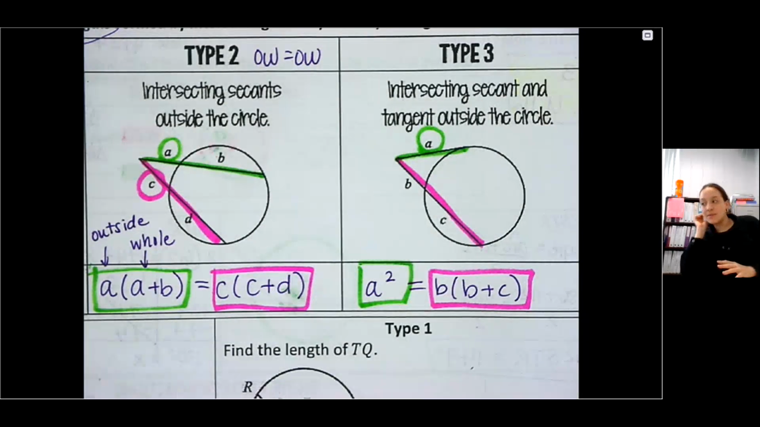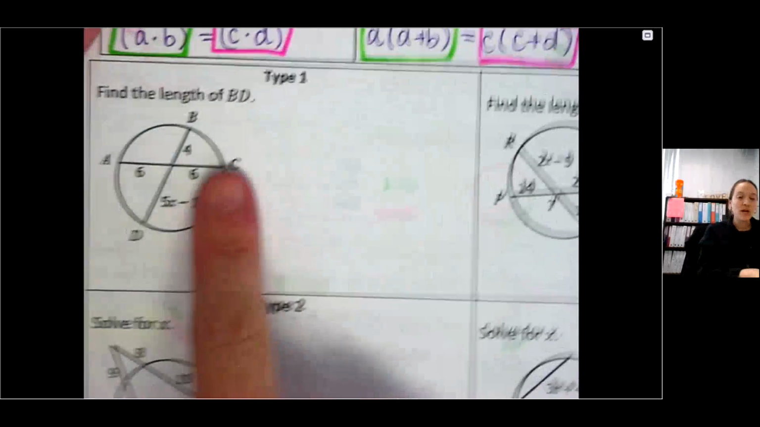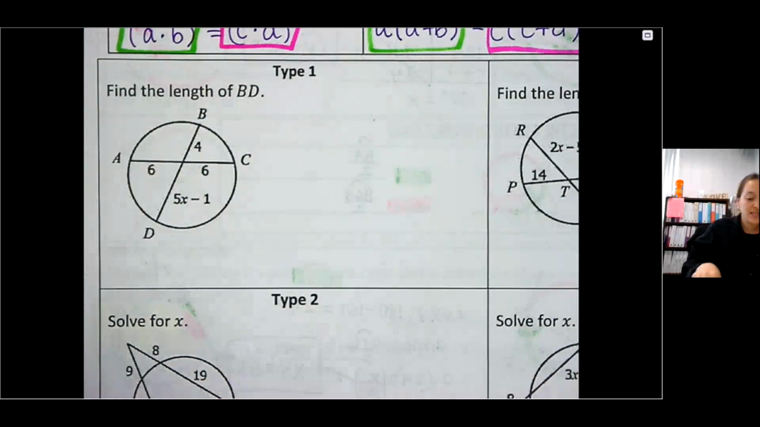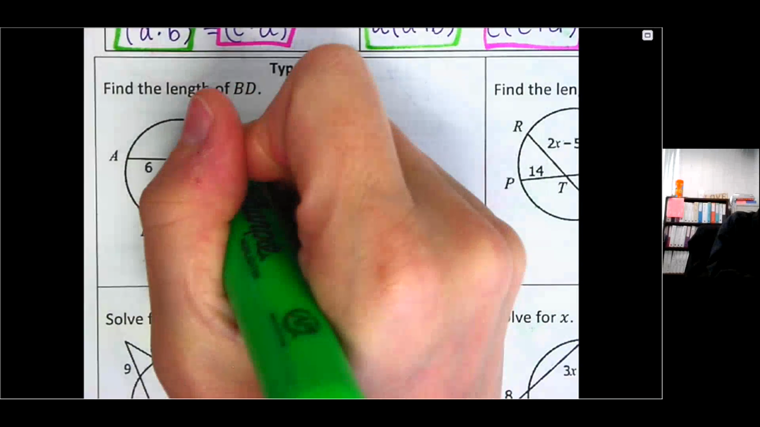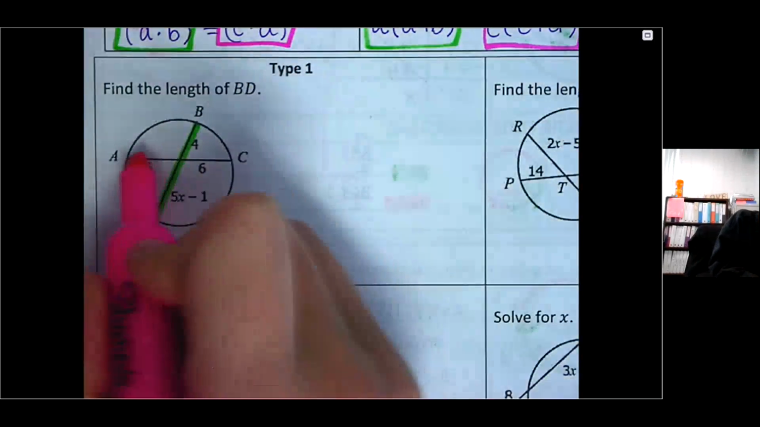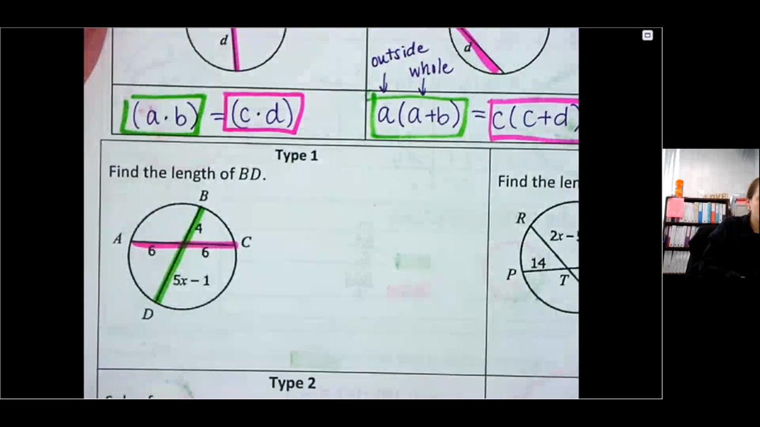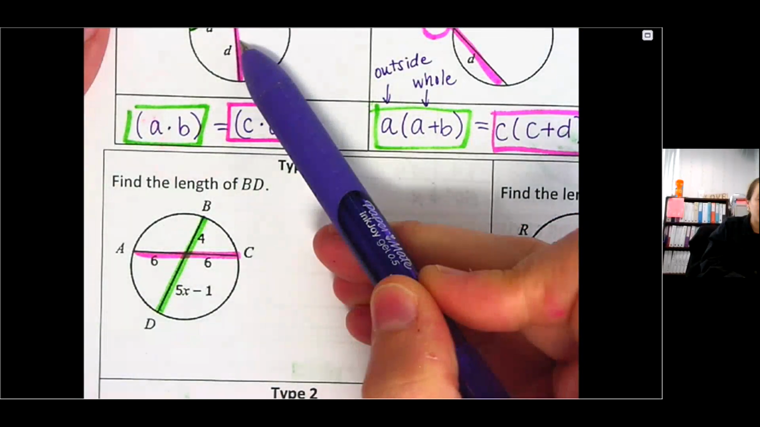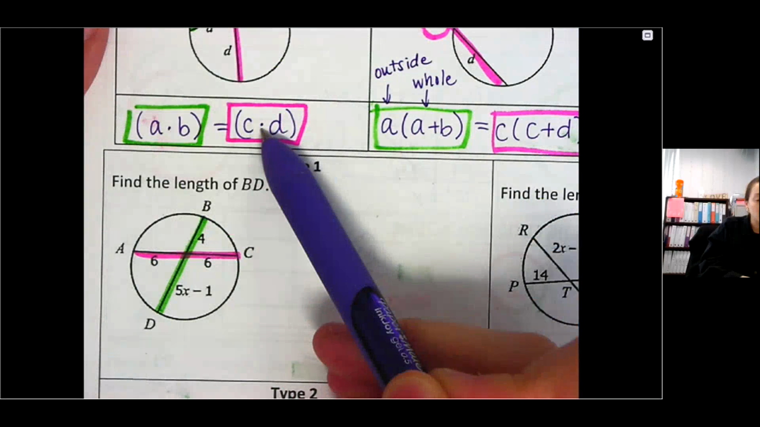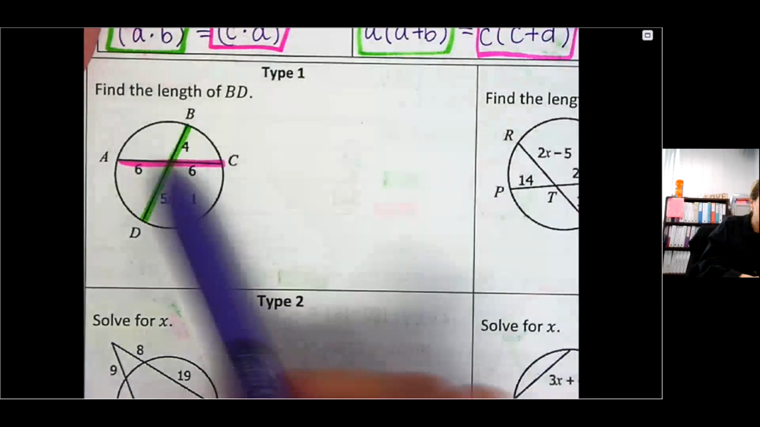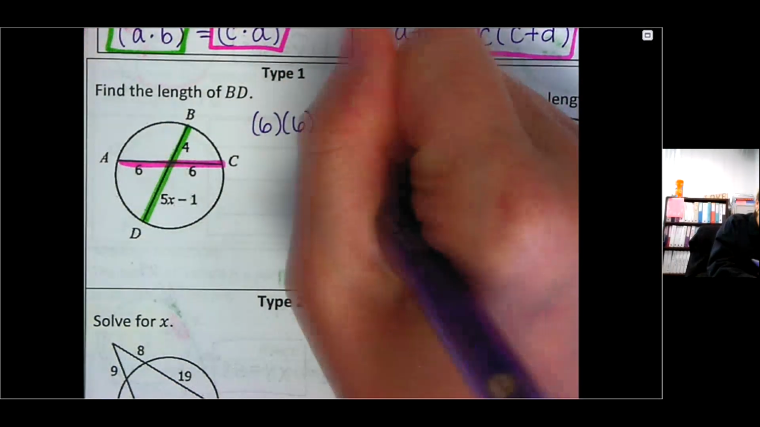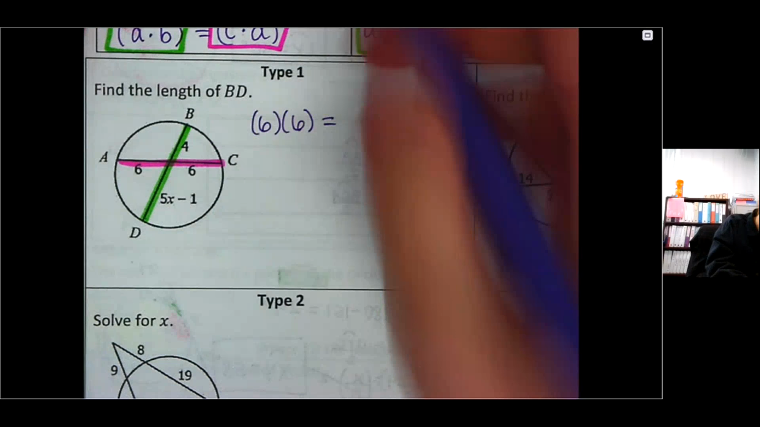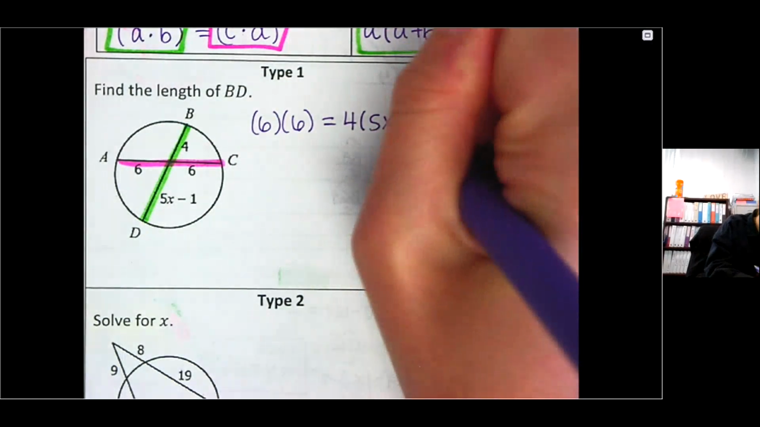So like I said, I'm just going to set up the equations with you, and then you can try the rest of them on your own. So type 1, you're finding the length of BD. So first thing I do is I just identify my different segments here. And because this is type 1, we take the two pieces on the same segment, we multiply them together, and then set them equal to the other two pieces of the segment. So my pink piece is 6 times 6. And I set that equal to 4 times 5x minus 1.